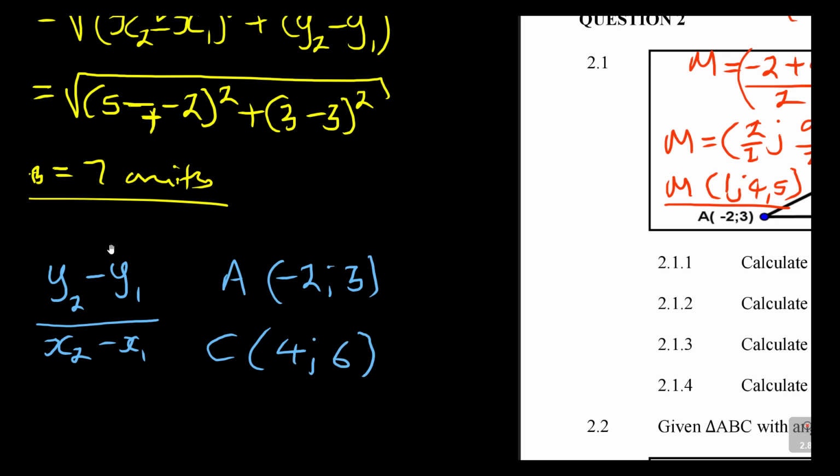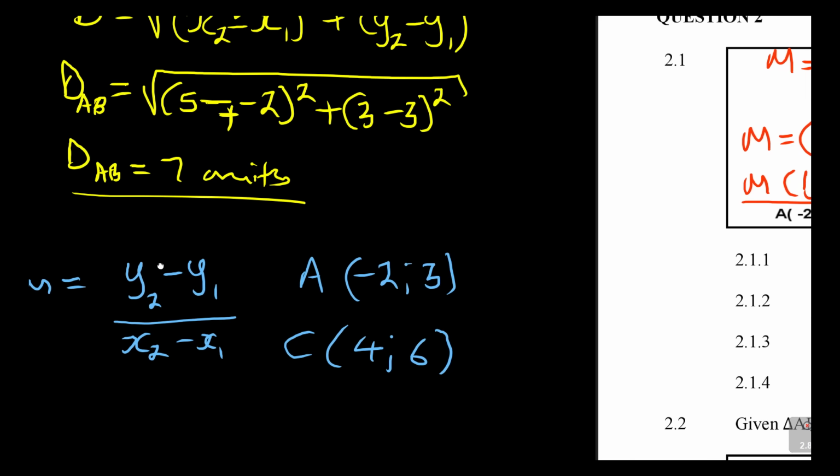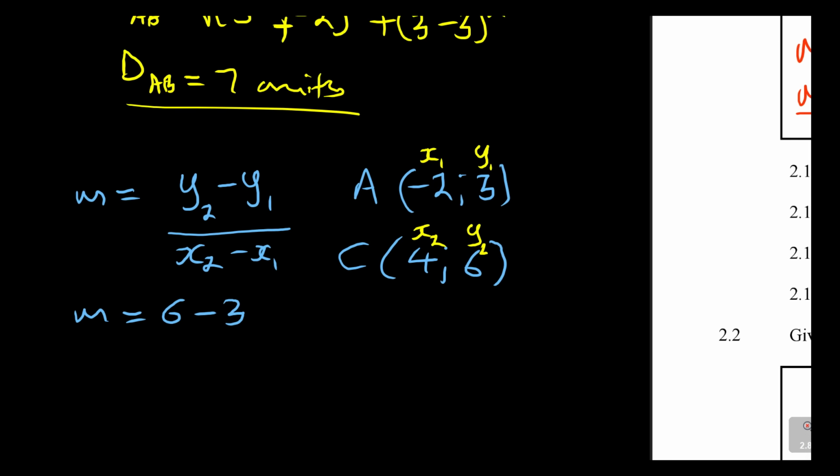You just need to be careful, guys, when you're doing this. You just need to be sensitive, especially when you're saying which one is my y2, which one is my y1. So look at this. If I say A is your x1, y1, and then the other one again is your x2, y2. Then right now the gradient M is equal to y2, which is 6, minus y1, which is 3, over x2, which is 4, minus x1, which is negative 2. Just do it like that.